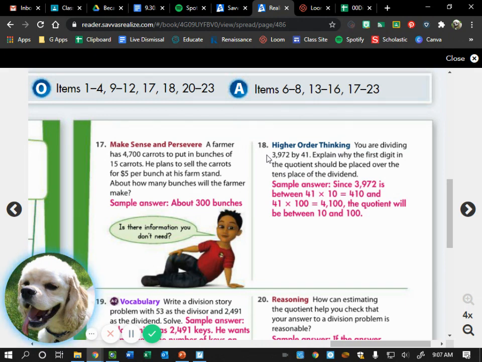So if you did that entire problem for 17, you did way more work than you needed to. It said, about how many bunches will the farmer make? That tells us we need to estimate by rounding the numbers. So, waiting for voices, you guys. 4,700 we could have rounded up to 5,000. 15 we could have rounded up to 20. So instead of 4,700 divided by 15, you should have done something more like 5,000 divided by 20.